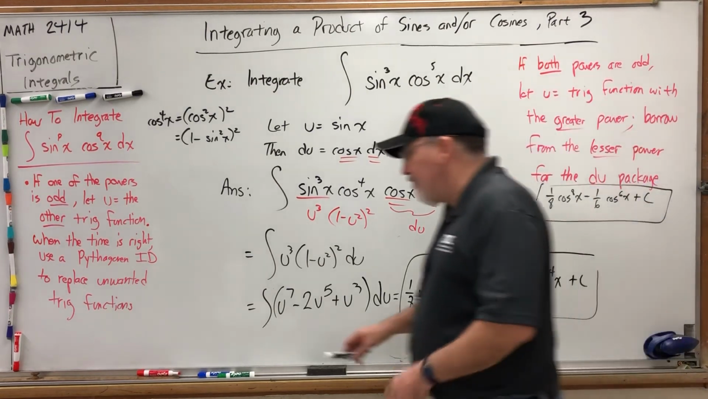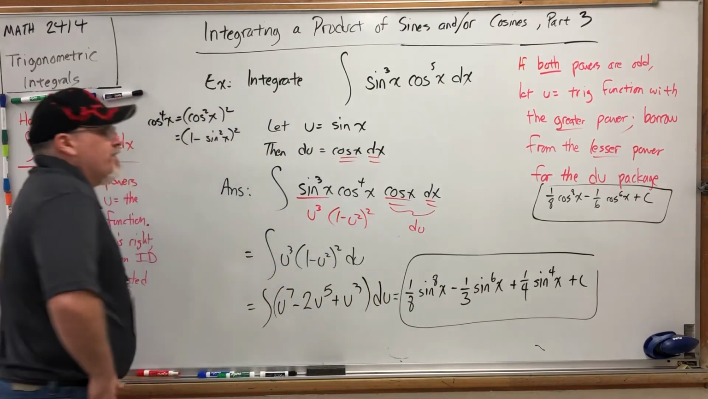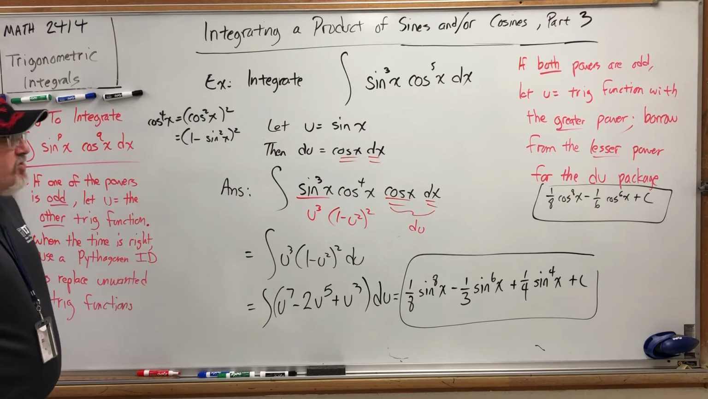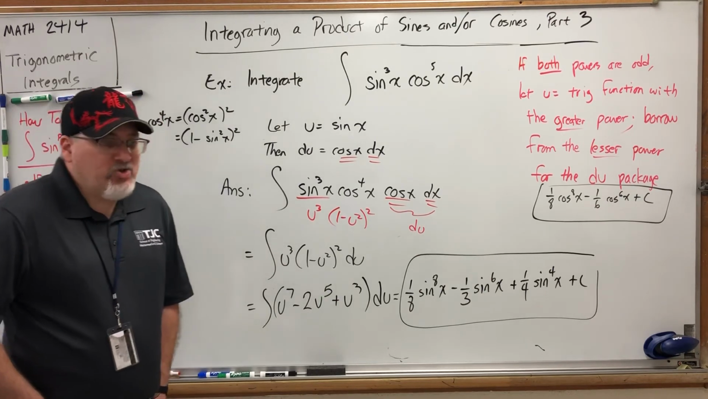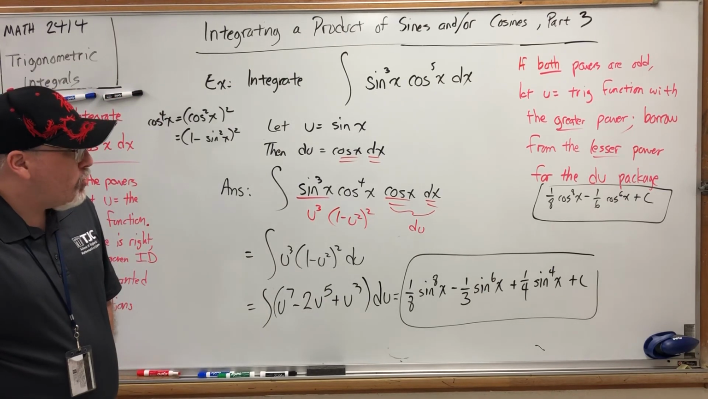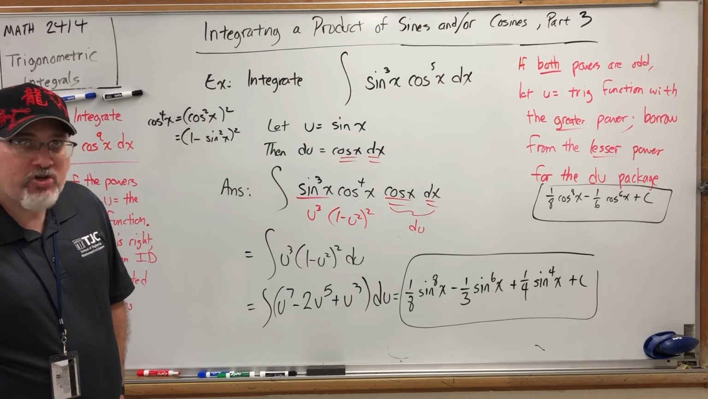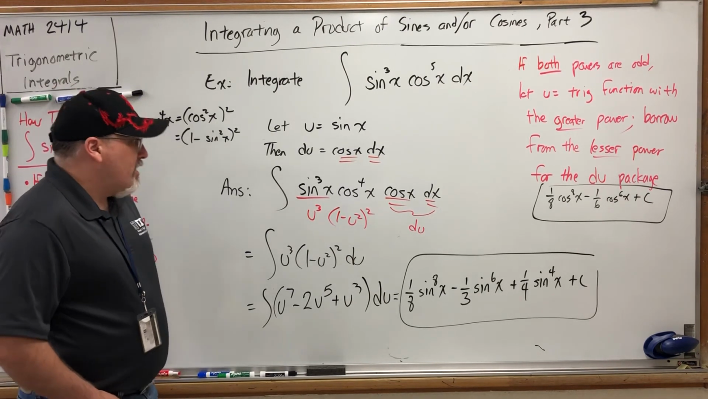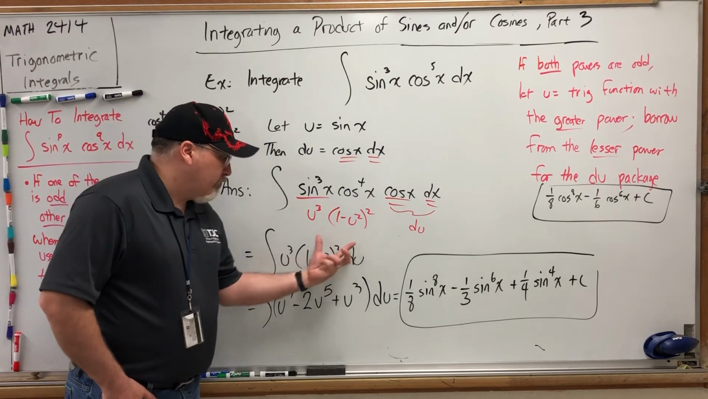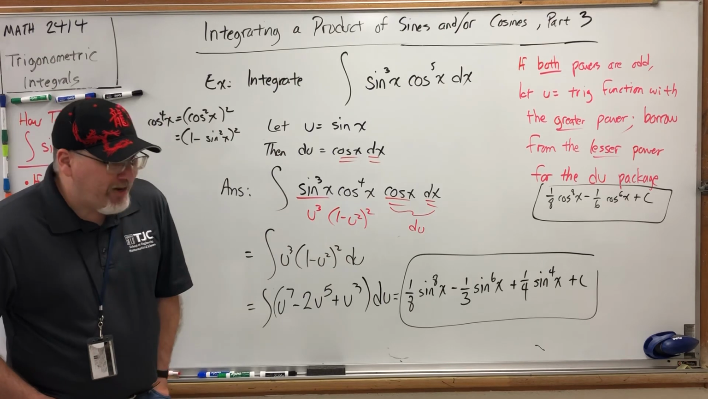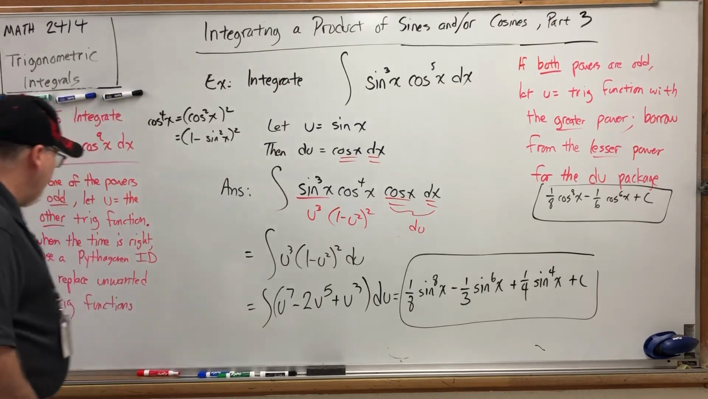We're not going to do that. The point I'm trying to make in this video is, if you're integrating a product of sines and cosines, and both powers are odd, you should let u be the higher powered trig function. In this case, u equals cosine. If you don't, then you will have more algebra to dig your way out of. It's not wrong. I'm just trying to give you the path of least resistance.